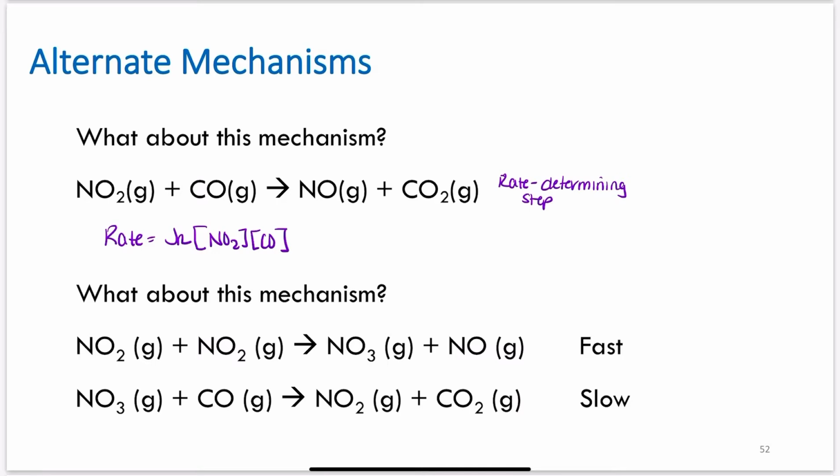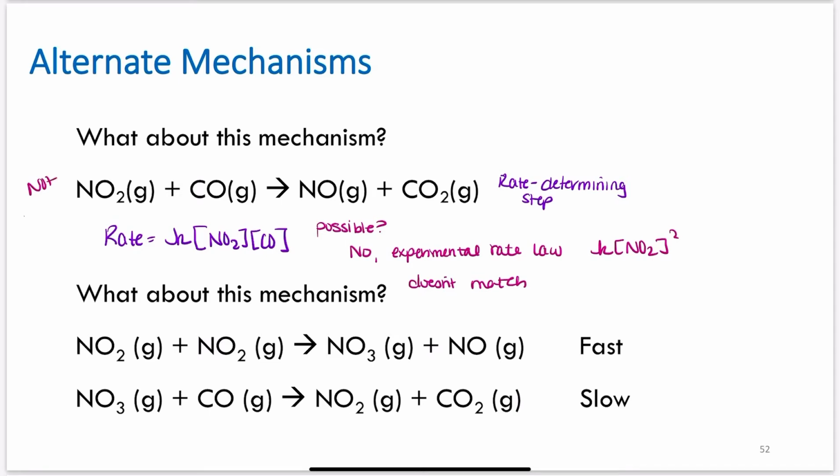Is this possible? No, because I know the experimental rate law is K times concentration of NO2 squared. They don't match. So this is not possible. That tells me that it's not a one single step reaction. There's a series of elementary steps that go into this reaction occurring.